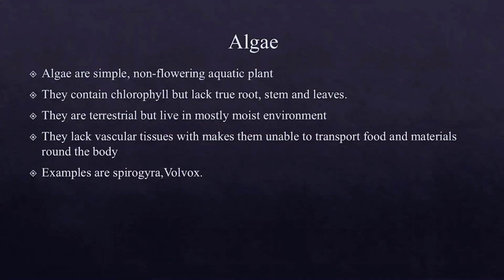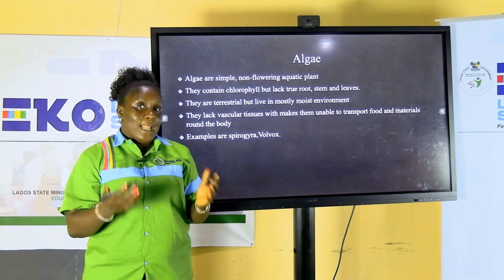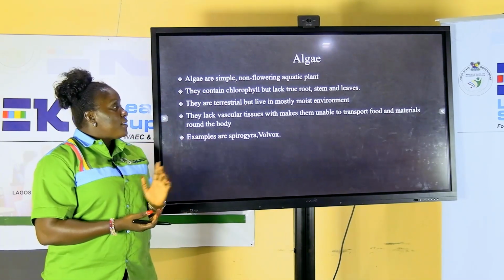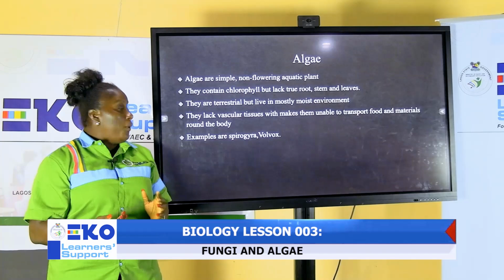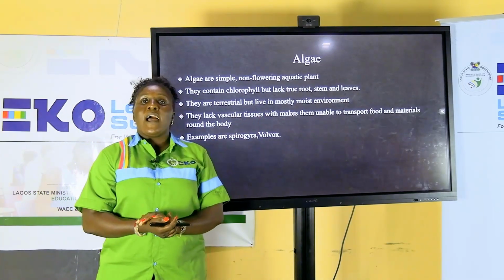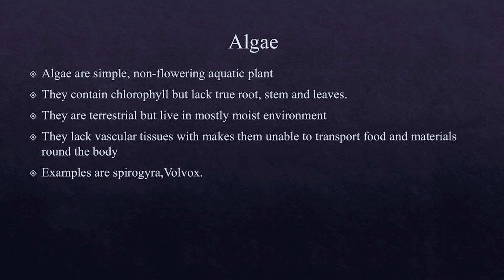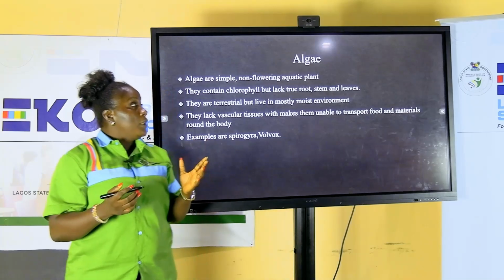They are terrestrial but mostly live in moist environments. When we say they are terrestrial, it means they can be found on land. They lack vascular tissues, which makes them unable to transport food and materials around the body. Examples of algae, we have Spirogyra and Volvox. Spirogyra is in the filament form, while Volvox is in the colony form.